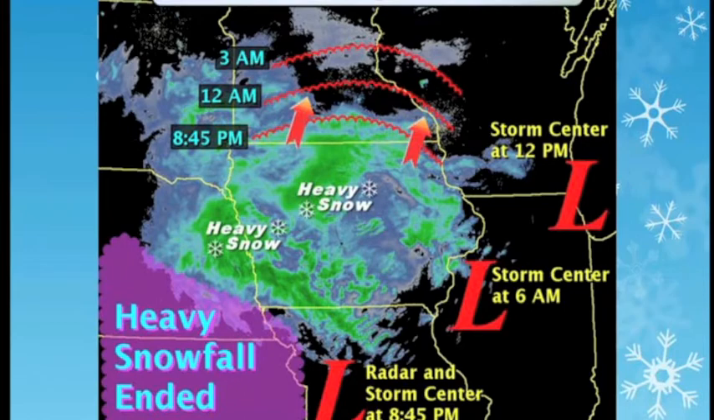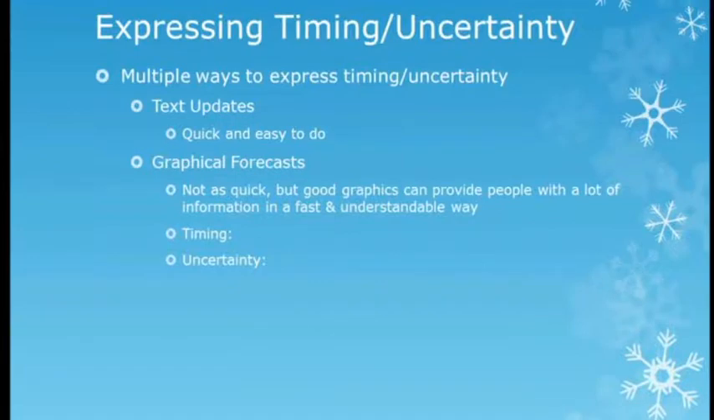So that's just one example of a good way to get timing across to folks graphically. This one isn't too time intensive as long as you've gotten used to taking screen captures from AWIPS and getting those over, and we send them out via PowerPoint. So that's how we've transitioned at this office here. Uncertainty, we've got some good examples of how to show some uncertainty.